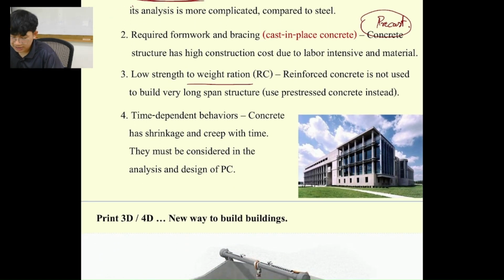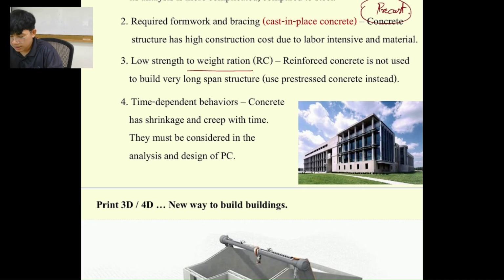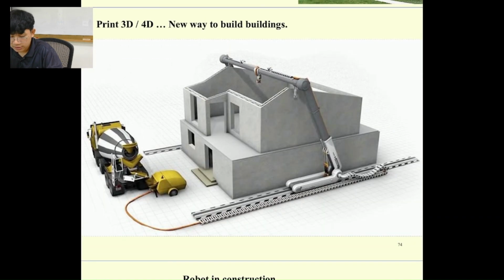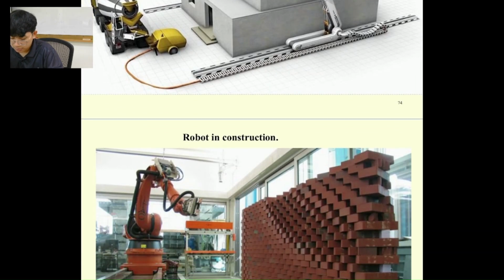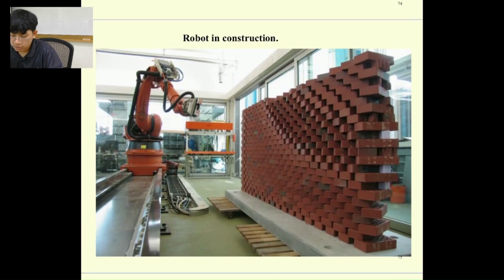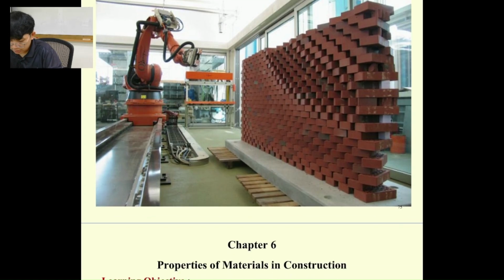For one, there are the time-dependent behaviors. Concrete in the long term can produce shrinkage or maybe some creep, but it can be fixed by using temperature steel. These are some new ways to build, like using 3D printers or maybe robots in construction, using a robot to create an architectural wall as shown.